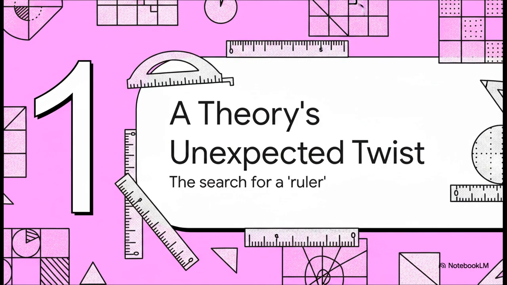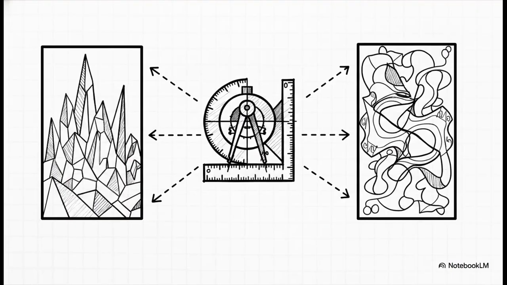A theory's unexpected twist. Imagine you're a mathematician, and you're trying to build the perfect ruler, a tool that can measure the properties of really complex geometric spaces. The number one rule? It has to give you the same consistent result no matter what. So, this mathematical ruler has a technical name, a fundamental Spinorialian complex. But really, you can just think of it as a super sophisticated tool designed to create a consistent measurement, like a unique fingerprint for any geometric landscape you pointed at. And the whole idea is to use this fingerprint to compare different spaces.